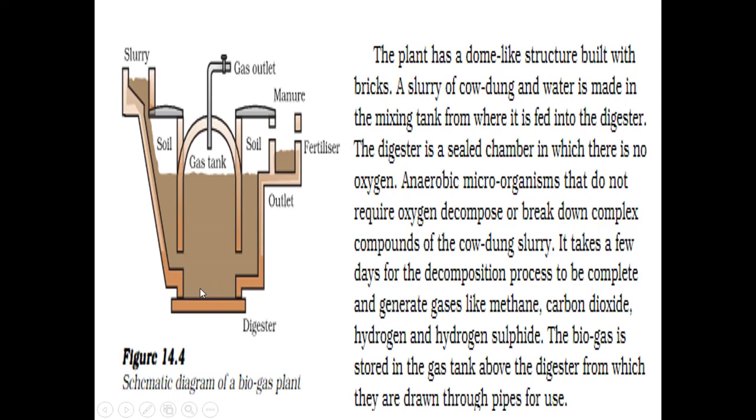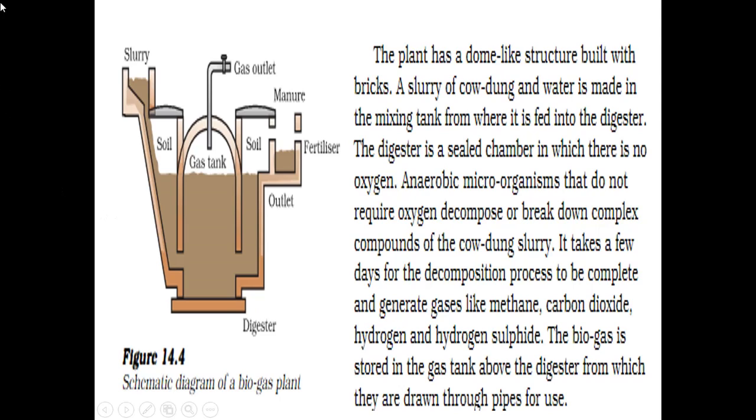You can see the digester here in the picture. The slurry mixed with water is passed into the digester. What will happen in the digester? The digester is a sealed tank, a closed chamber in which there is no oxygen, only carbon dioxide. Who can survive in the absence of oxygen? Anaerobic microorganisms, which can live in the absence of oxygen.